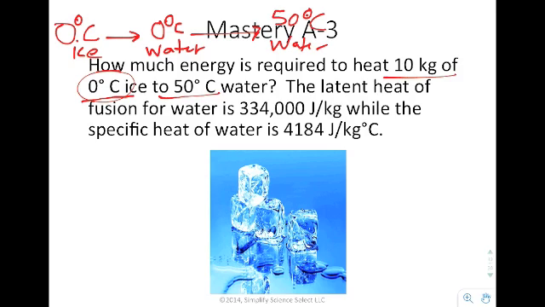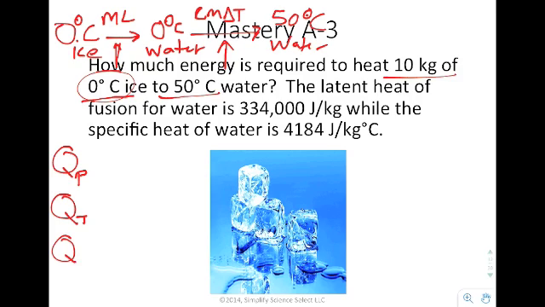The first step is a phase transition, so it's ml. The second step is a temperature change, so it's Cm delta T. If I can calculate the energy required to change phase and the energy required to change temperature and add them together, that's the total amount of energy required. I'm going to call the first one QP, because that's a change in phase, and the second QT, and then I'll have Q total, which is the sum of the Q required to change phase and the Q required to change temperature.